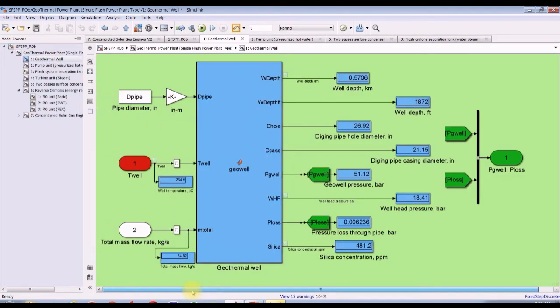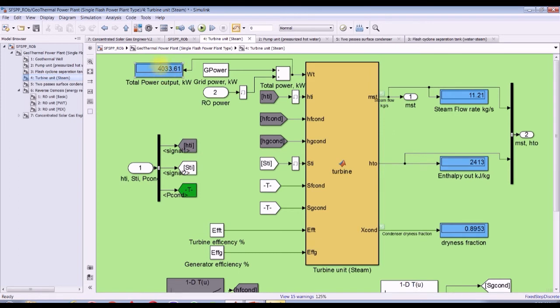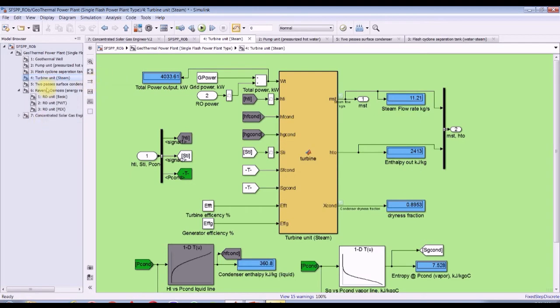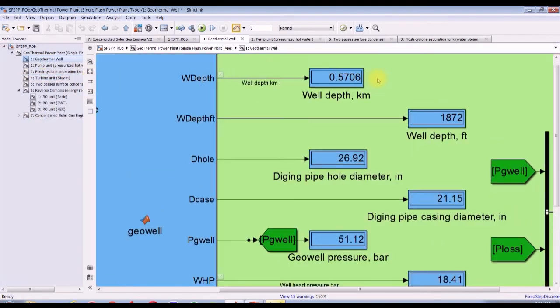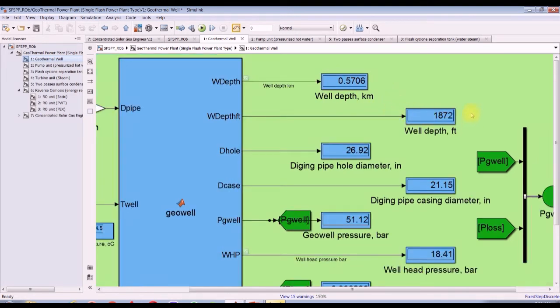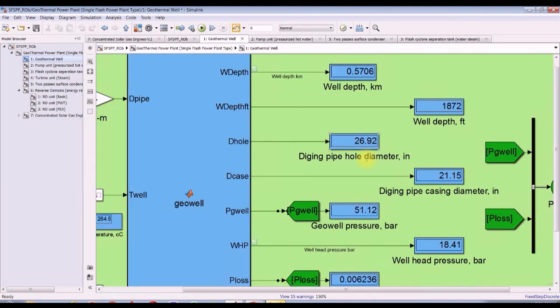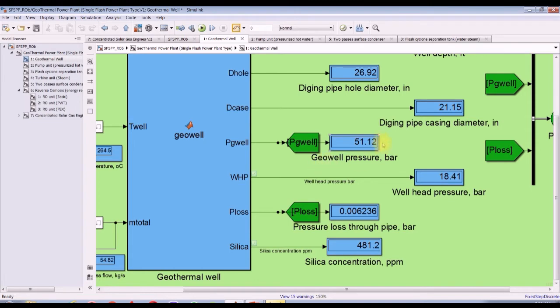Number one. Okay, for the geothermal well, for around 4 megawatts, we have 1 megawatt from reverse osmosis, and we already assigned 3 megawatts as a load from the main electric grid. So we have to produce 4,000 kilowatts. Let's see this effect on the geothermal well. Therefore we need this depth in kilometers, around 1,800 feet. The digging pipe hole is 26 inch. We have the geothermal well pressure.